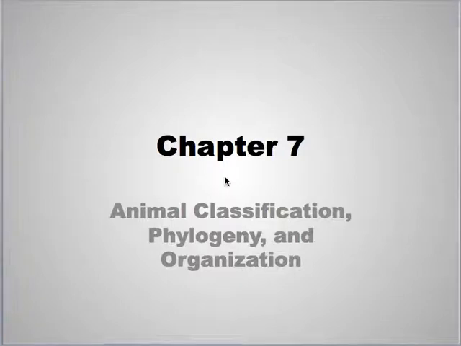And classification, phylogeny, and organization. Phylogeny is the evolutionary relationships among species. We're going to talk about how that relates to classification and organization.